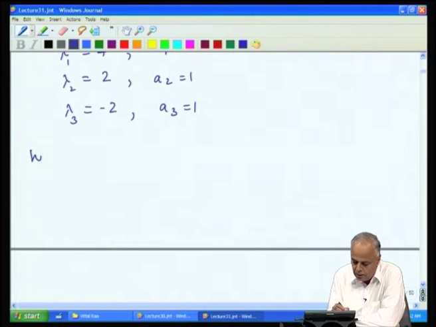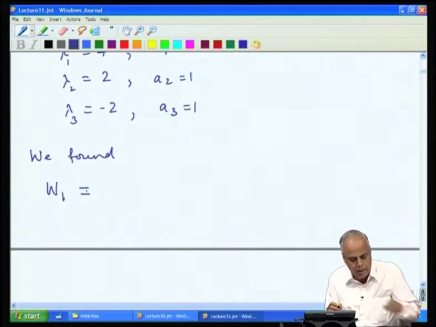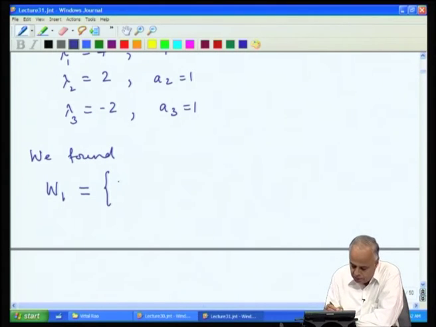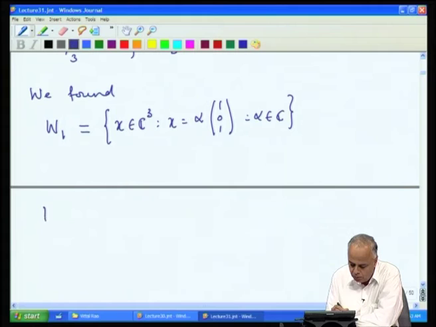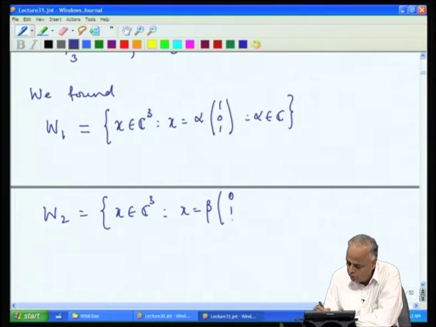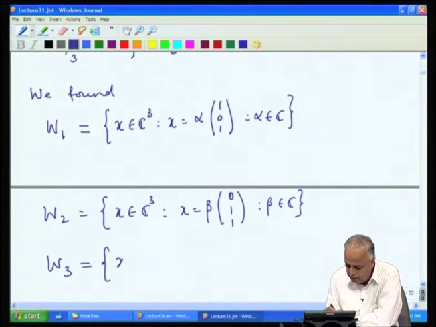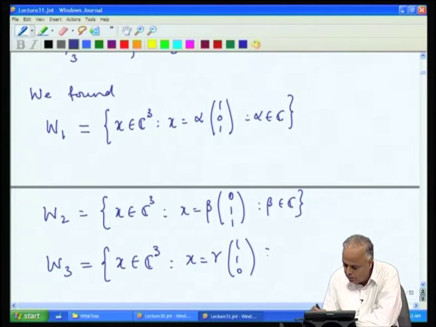Again, in the last lecture, we found the eigenspace W 1 corresponding to lambda 1 was the set of all vectors in C 3 of the form x equal to alpha into 1 0 1, where alpha belongs to C. W 2 is the set of all vectors in C 3 of the form x equal to beta into 0 1 1, beta belonging to C, and W 3 was found to be the subspace consisting of all vectors of the form gamma into 1 1 0, gamma belongs to C.